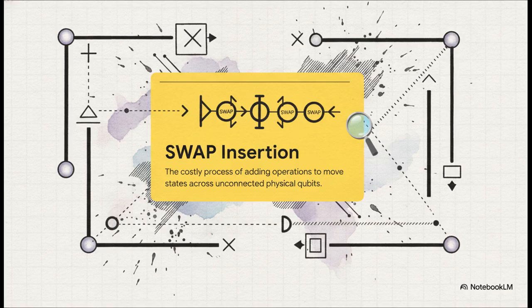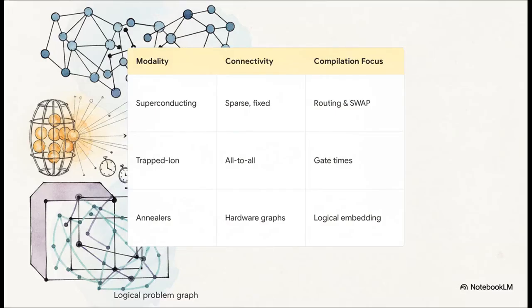For poorly mapped circuits, these injected swap gates can massively inflate your circuit depth, adding catastrophic layers of noise. And this routing pressure changes entirely depending on the machine you're using. Superconducting chips typically have sparse, fixed lattice connectivity.